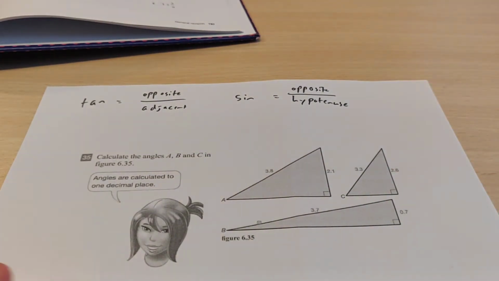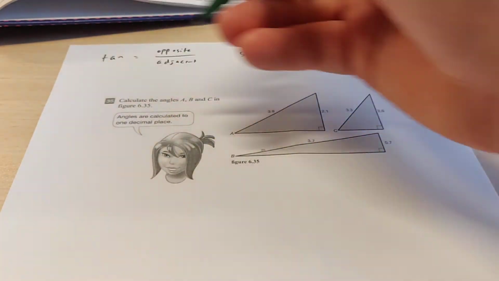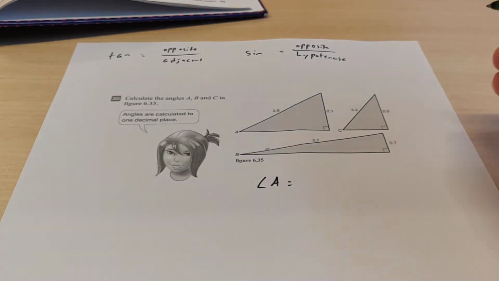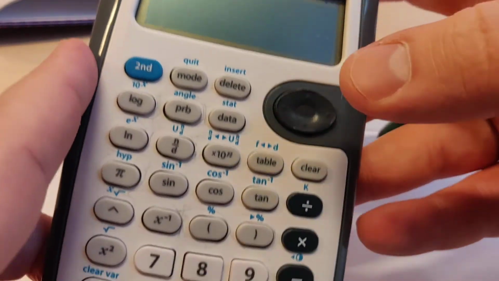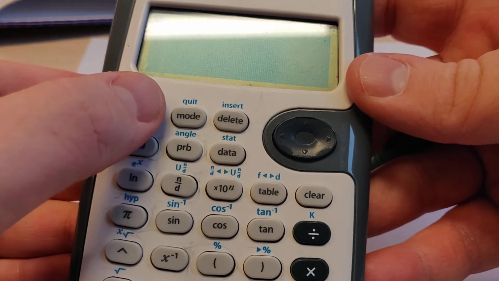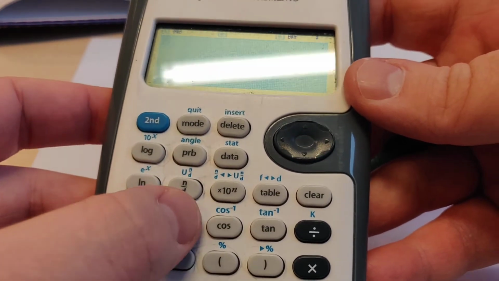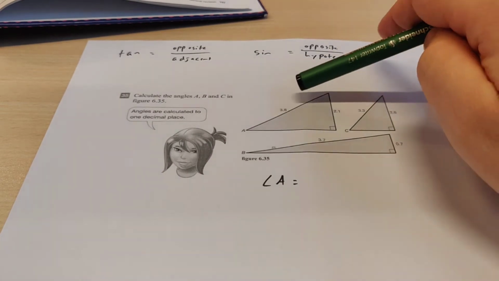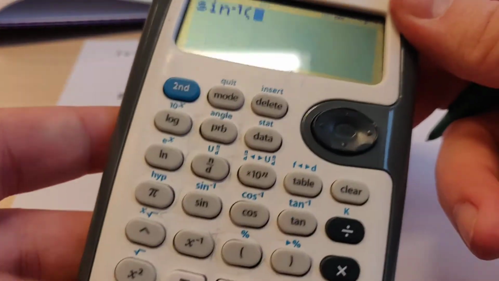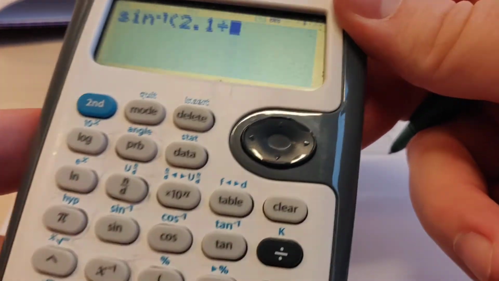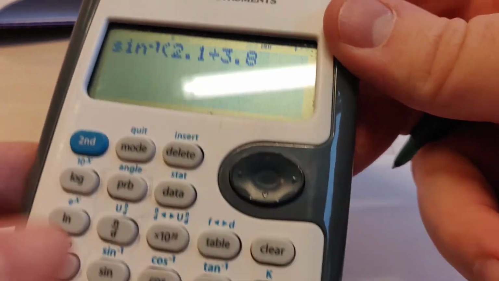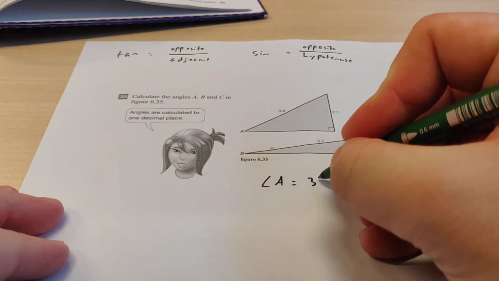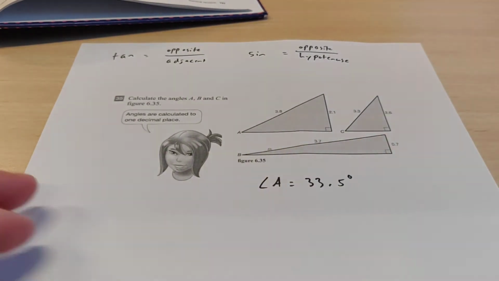Because if I want to calculate angle A now, and that's also exercise 35, it says calculate A, B, and C. If I want to calculate angle A, then instead of the tangent button, I now use the sine button. If you calculate an angle, you always press second first. So now I get that. See that? And then I do opposite divided by the hypotenuse. So that's 2.1 divided by 3.8. And then it tells me what the angle is. The angle is 33.5 degrees.